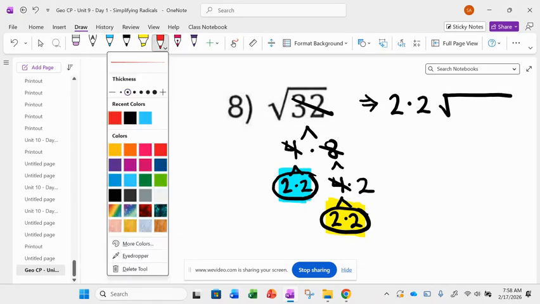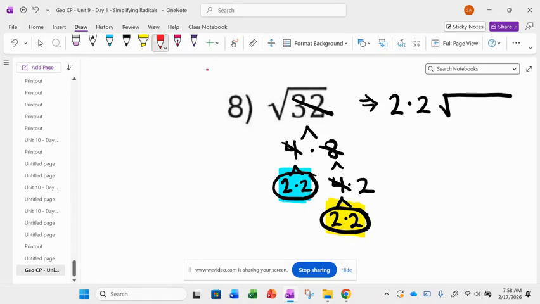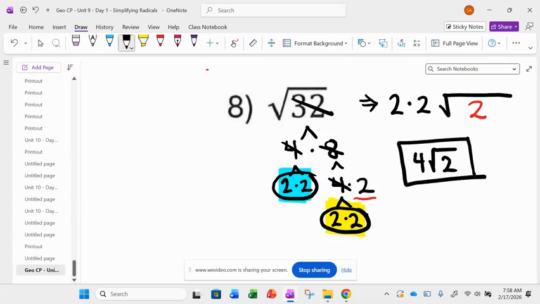What number is left on the inside? The only number that's not crossed out and not circled. Jack? 2. So 2 goes on the inside. So what does this give me? 2 times 2 on the outside, which is a 4 root 2. What does this mean? 4 root 2 times 4 root 2 gives me whole number 32.